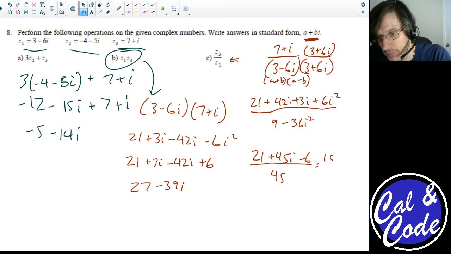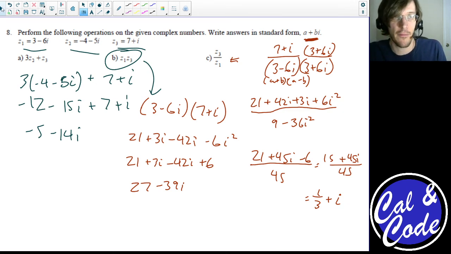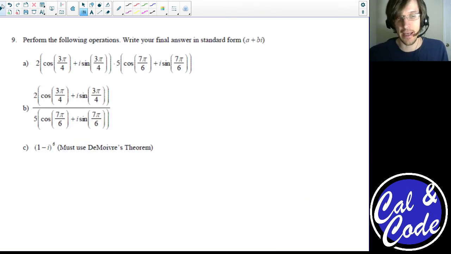Or what I'll have is 15 plus 45i all divided by 45. To break that apart, so it's a plus bi, I break this into two separate fractions. We get 15 over 45, which is a third, plus 45 over 45, which is just going to leave me with the i. All right, so we have finished that problem. Last set of problems here.